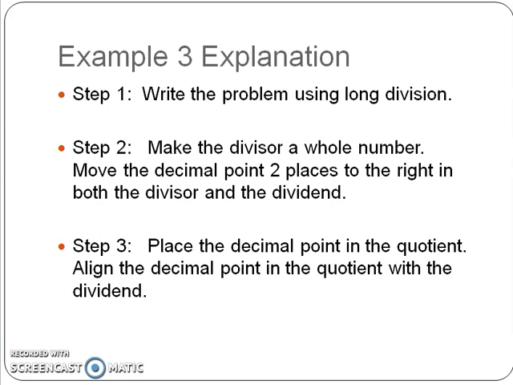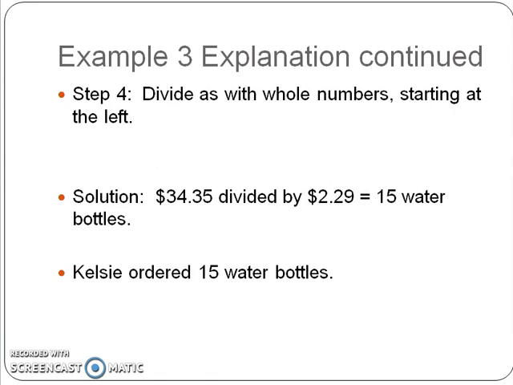So remember that if you do move the decimal in the divisor, you have to also move it in the dividend the same number of spaces. Once you move it in the dividend, bring it straight up into the quotient. Place the decimal point in the quotient and align it with the dividend. Step 4 is you're going to divide as if it were whole numbers, starting at the left. Once you do your division, you should have $34.35 divided by $2.29 equals 15 water bottles. So Kelsey actually ordered 15 water bottles.